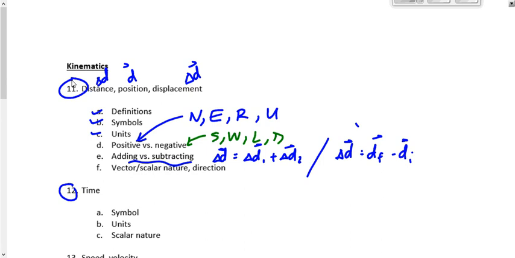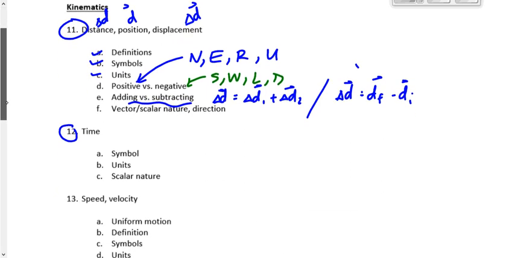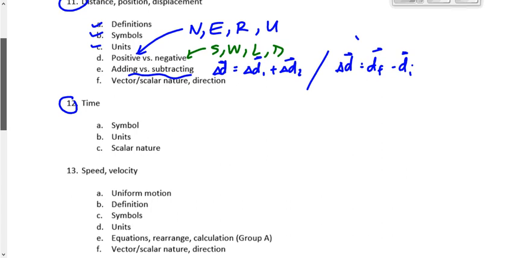Direction obviously matters for position and for displacement. It doesn't for distance, and it doesn't for time either, because time is a scalar. What's the symbol for time? We have 2 of them for time, although usually we end up using 1. Marshall? Yeah, we see t and we see delta t. Almost always we're going to use delta t, but occasionally we might use t. Okay, t just indicates a moment in time. Delta t indicates the interval of time.